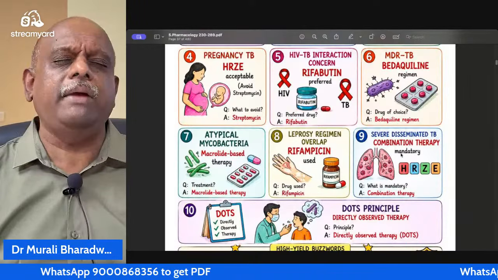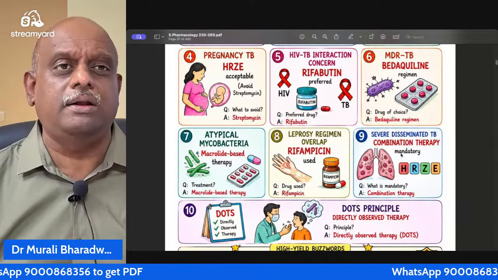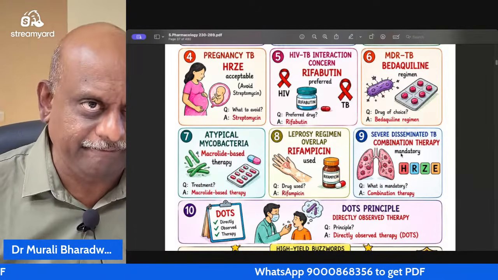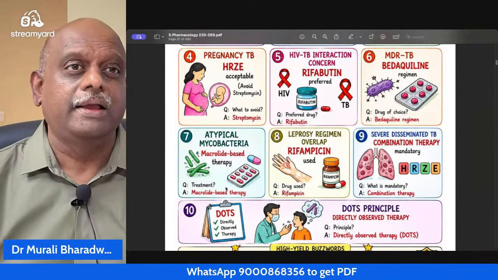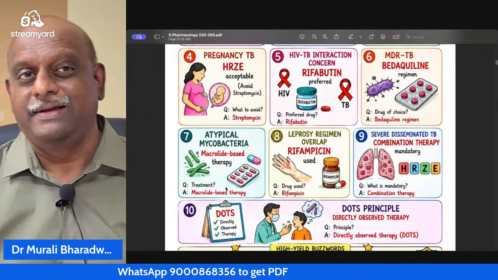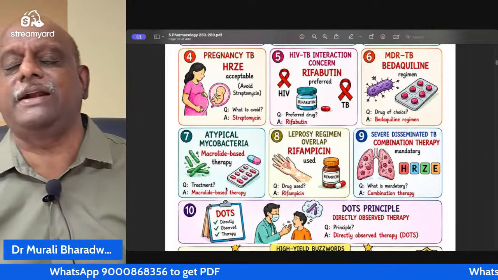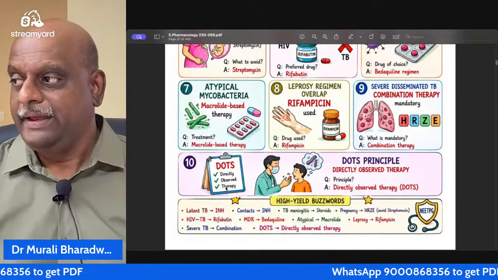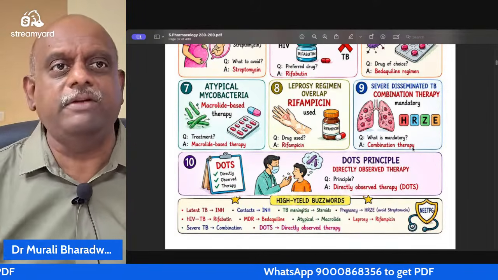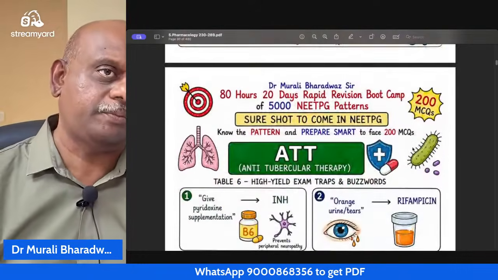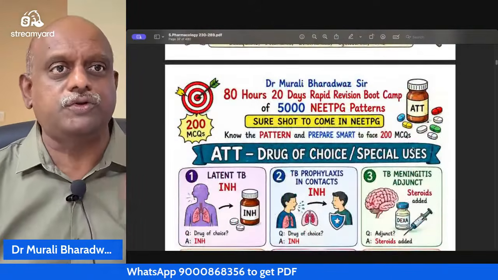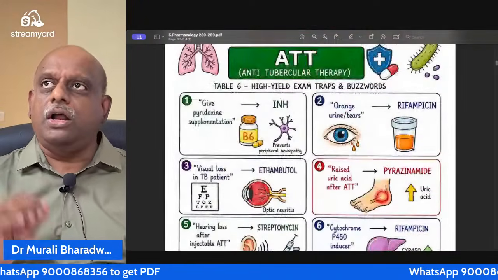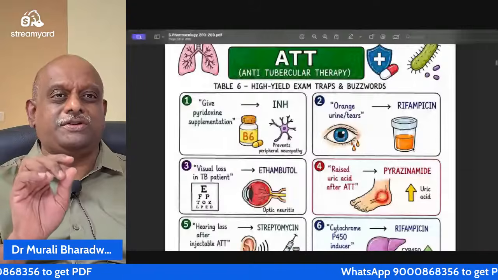Then Mycobacterium avium intracellulare, which is a non-TB causing, atypical mycobacteria. There we use azithromycin. A macrolide based regimen is the treatment of choice for Mycobacterium avium intracellulare. And in severe disseminated TB, we use combination therapy. That's a point you need to know, the drug of choice and special uses of ATT, from which one question will come. So all your preparation should be like a topper's notes.